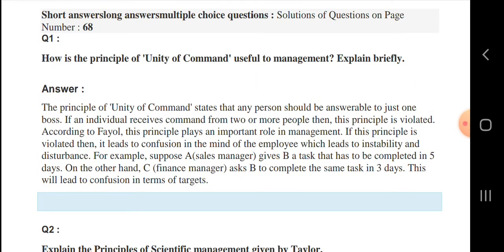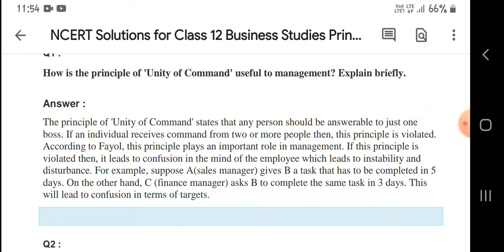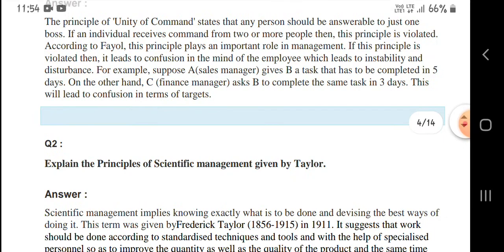Next, how is the principle of unity of command useful to management? The principle of unity of command tells us that a person should be answerable to just one boss. If an individual receives commands from two or more people, then this principle is violated. Only one boss should give the orders.